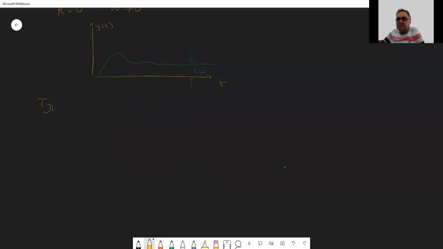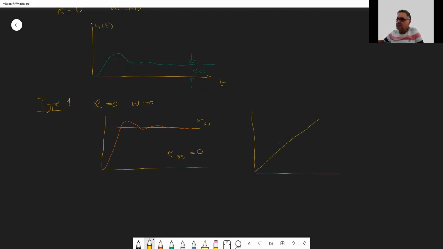In the type 1 system, let's say R is not 0, W is 0, so you look at tracking. If you have a step input, the response will look like this. So the steady state error will be 0 for a step input. But if you have a ramp input for a type 1 system, R of t equals some ct, in this case there will be some steady state error.